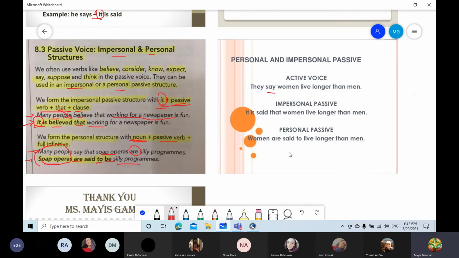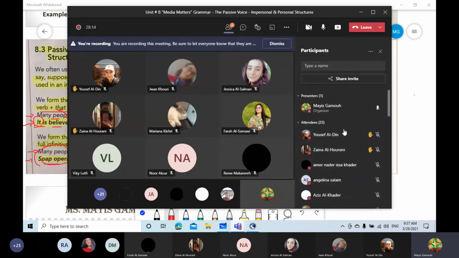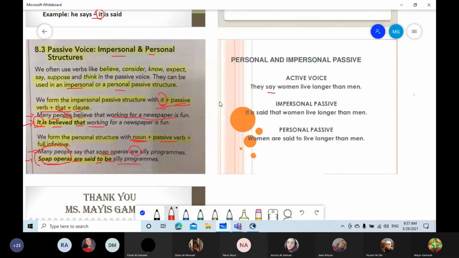Who would like to explain the second sentence, which is the personal passive? Let me see hands here. Zeina. The personal passive, it's a transitive verb, so we have an object. At first we should insert the object as the subject. Then we should put the passive verb, and we mean by passive verb the verb to be plus the third form of the verb. So women, it's plural, and it's in the present tense.